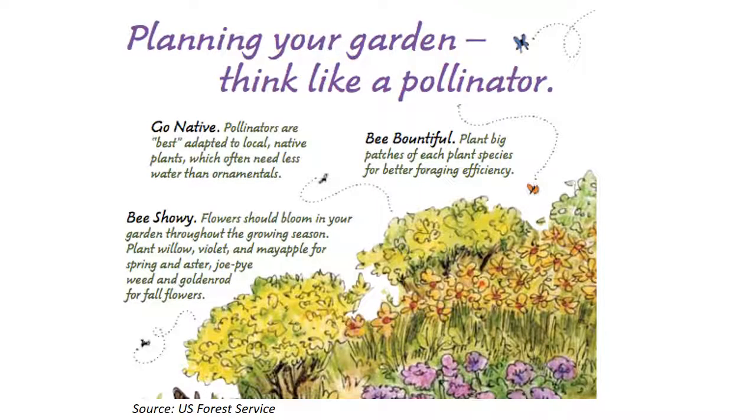So that was a really fast overview of pollinator-friendly gardens, but I thought this was a really great graphic provided by the U.S. Forest Service. In order to plan your garden, you really have to think like a pollinator. Like we said, going native is really great. Be showy, that's with the colorful patterns and bright colors and all that. And then be bountiful. Again, there's really no such thing as too much food resources for the honeybees. So the more that you can provide them with right outside their colony, the better off that colony is going to be.